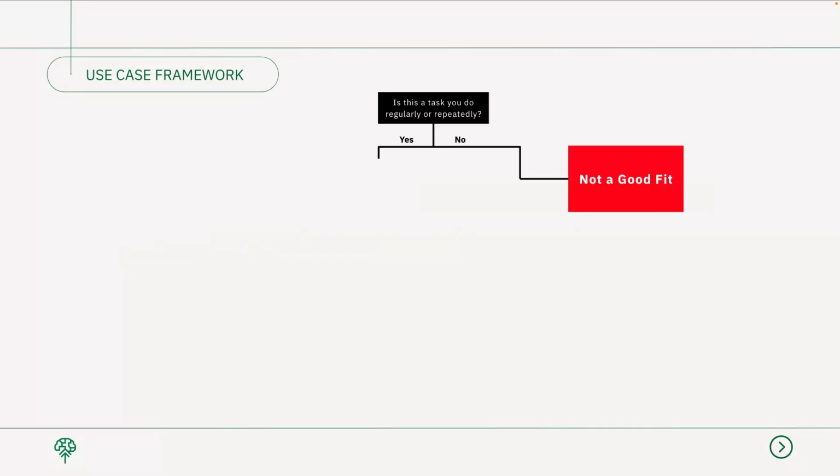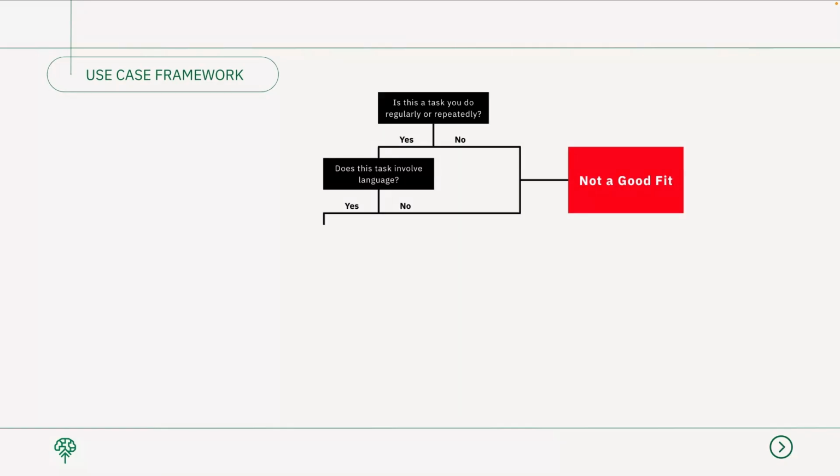So the first question: is this a task that you do regularly and repeatedly? If not, it's not a good fit for a custom GPT. It's more of a good fit for a one-off prompt or a project within ChatGPT. If it's one big project that you're only going to do one time, you don't need a custom GPT for that. And then the next question you're going to ask is, does this task involve language?